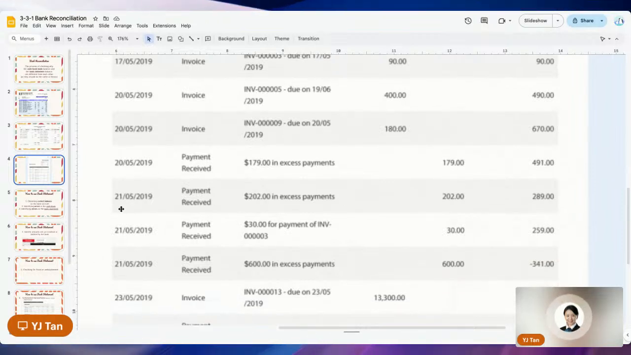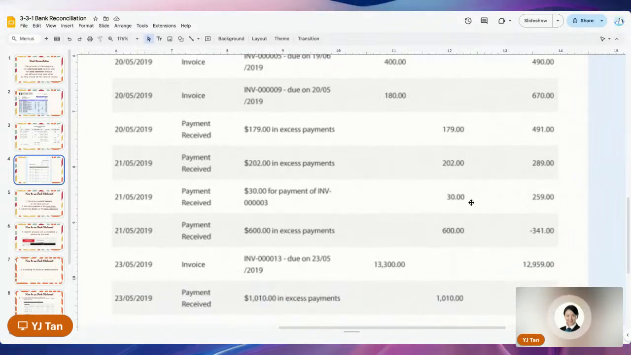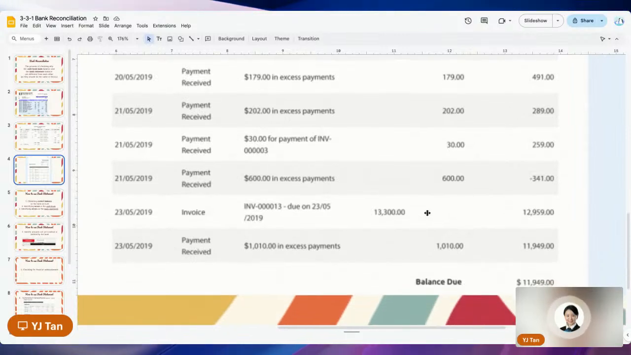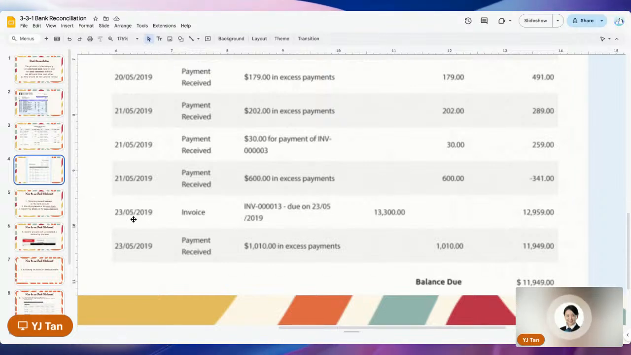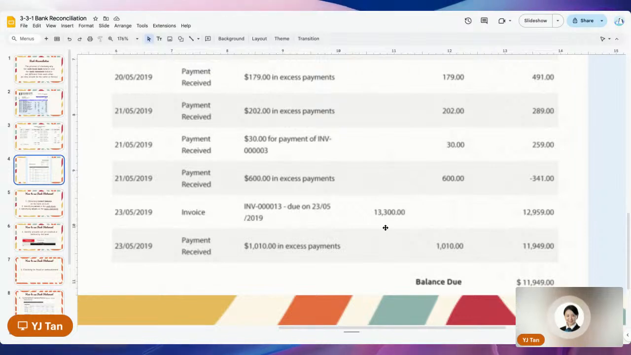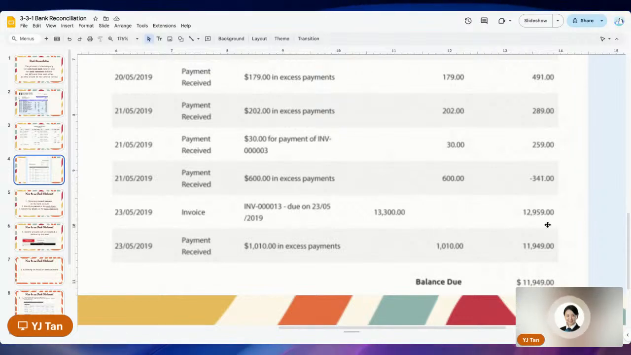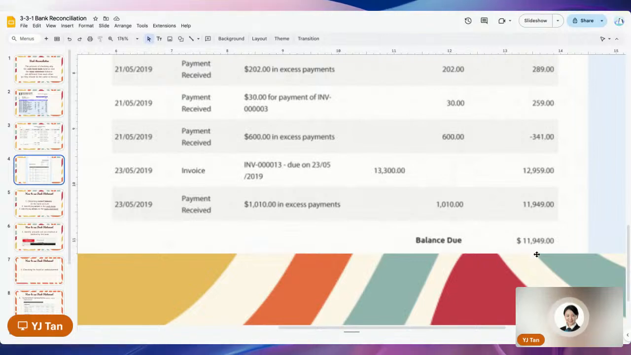And there is another payment, 21st of May, also paying 200 something. And there is another amount, 30, 600, etc. And then I paid extra, 300. You can see negative, right? And then you can see here that on 23rd of May, Anson actually made another purchase, which is 13,000. All right, and then I made another payment on the same day, which is 1,000. So there is still an outstanding of 11,000.